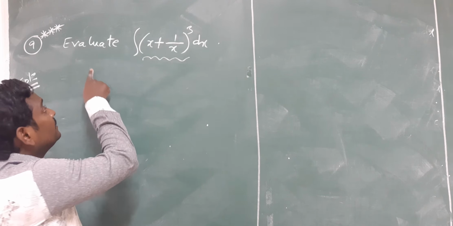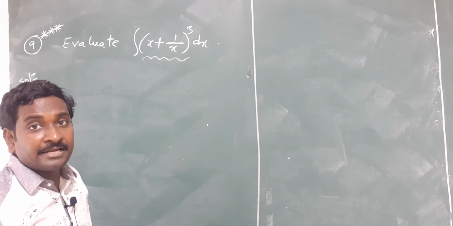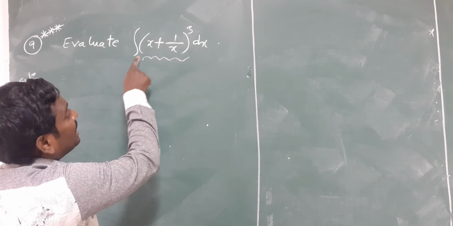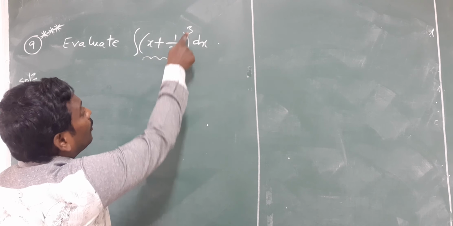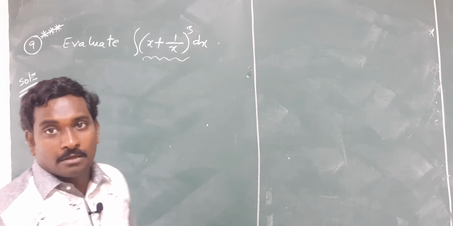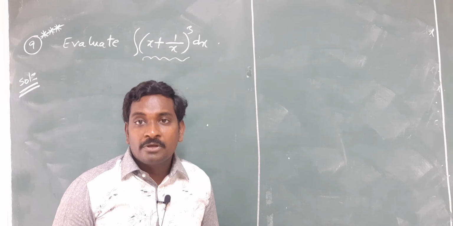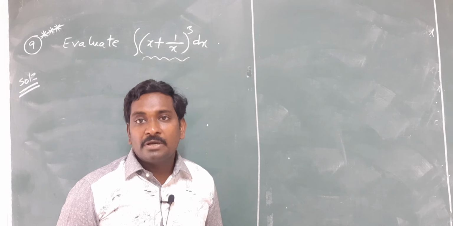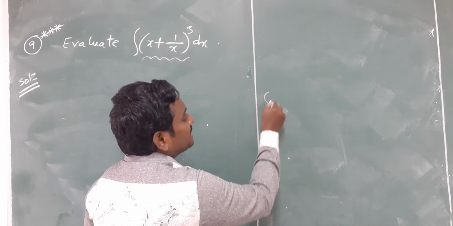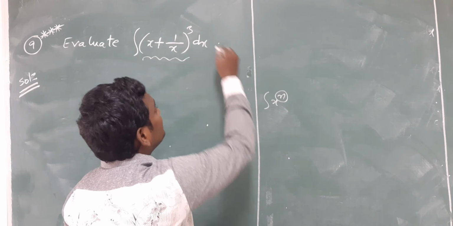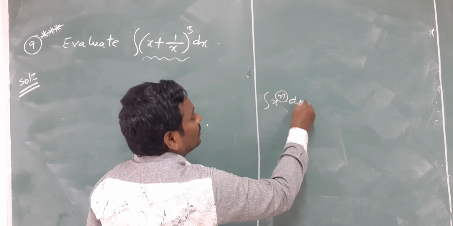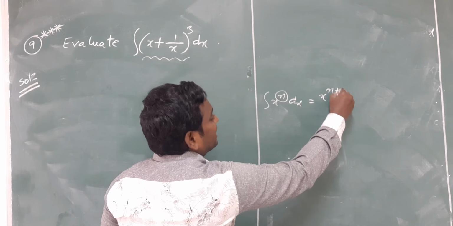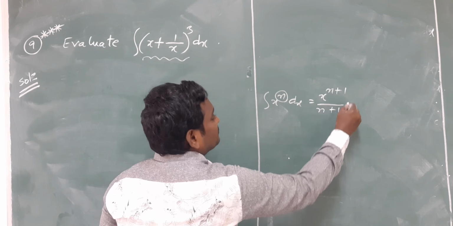See the next problem. This problem is very important. Evaluate the integral (x + 1 by x) whole cube dx. By seeing the inside term, everybody should remember the power formula, integral x power n dx. What is the formula for this one? x power n plus 1 by n plus 1, plus c.